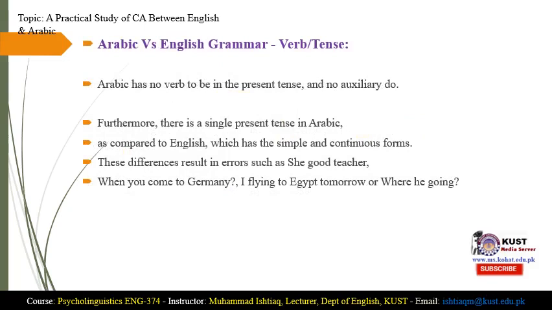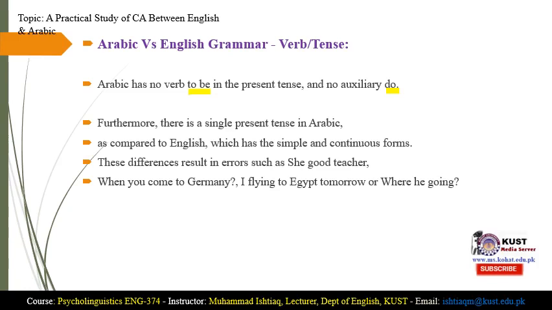Coming to Arabic and English grammar, I mean their verb form and their tense system. Look, it has very clear and contrasted things. Arabic has no verb to be in the present. Arabic hasn't got to be in the present tense, and no auxiliary do. Two major differences of Arabic with English: number one, Arabic hasn't got to be in the present tense, and it hasn't got the auxiliary do. So this will pose a problem for Arabic speakers when they write English, when they speak English later on.